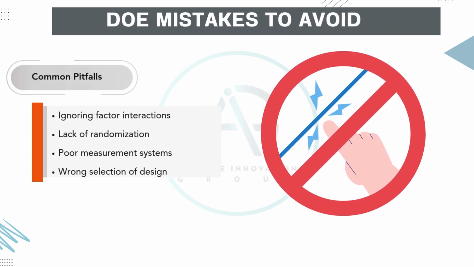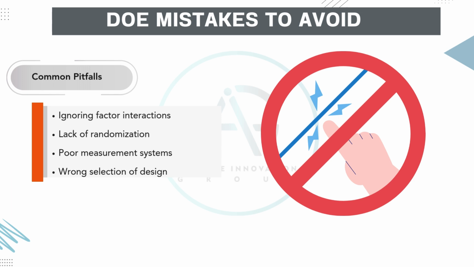While design of experiments is a powerful tool, there are some common mistakes that can reduce its effectiveness if we're not careful. The first is ignoring factor interactions. Sometimes we focus only on individual factors, but interactions between them can have a major impact on the outcome. Overlooking these can lead to incorrect conclusions.